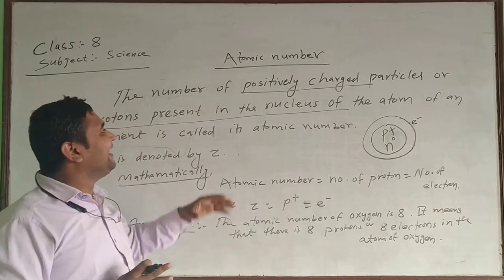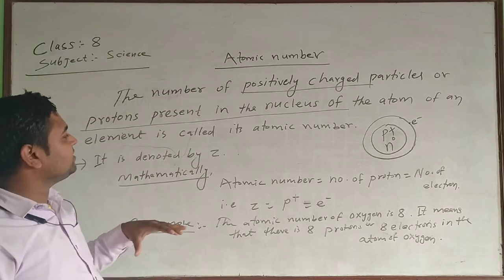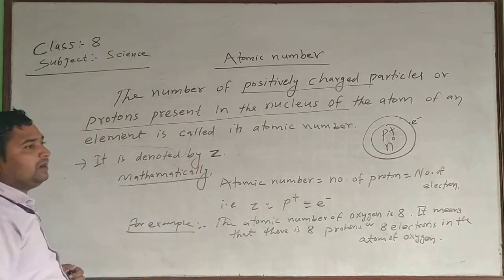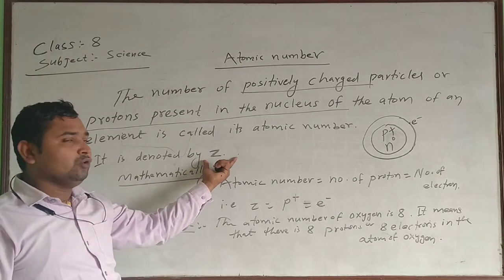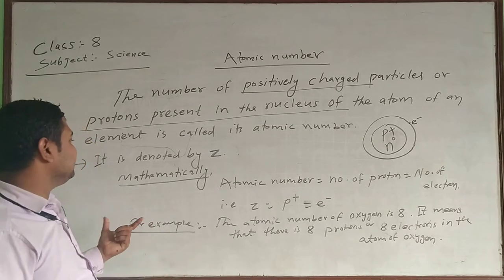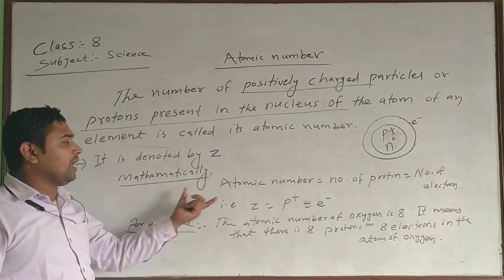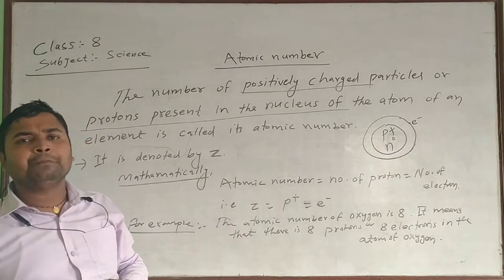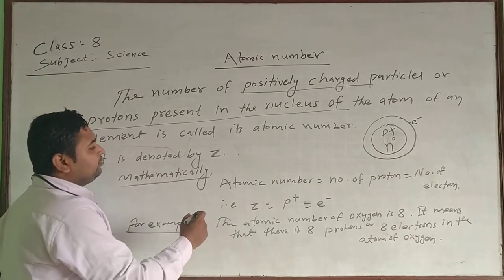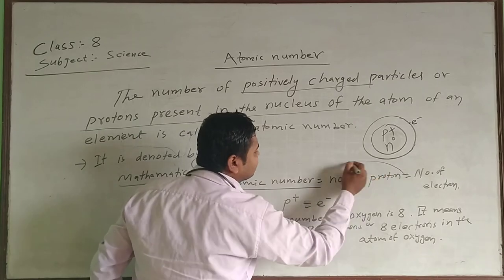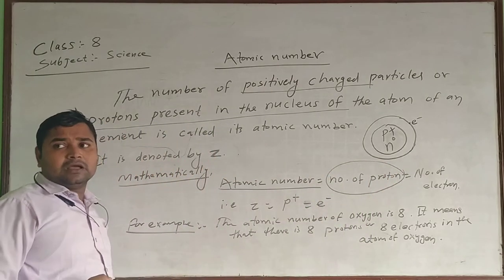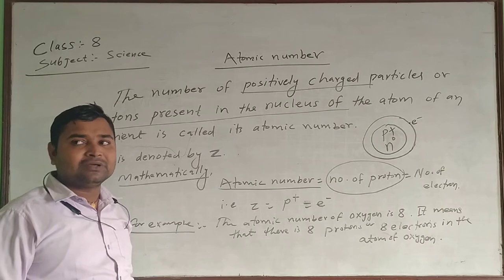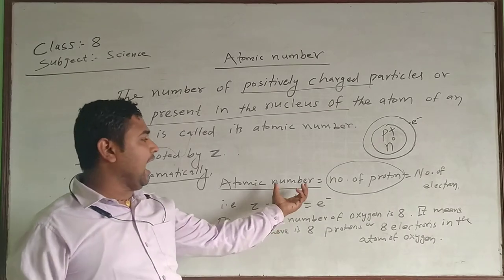That is called atomic number. This atomic number is denoted by Z. We can calculate it easily by the formula: atomic number means the number of protons is equal to the number of electrons. Atomic number means how much proton is present inside the nucleus. How much number is present inside the nucleus? That is called atomic number.